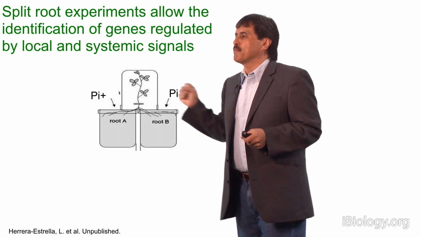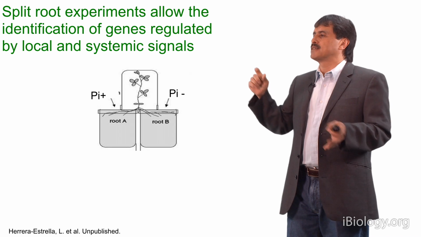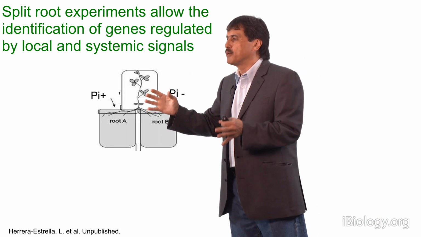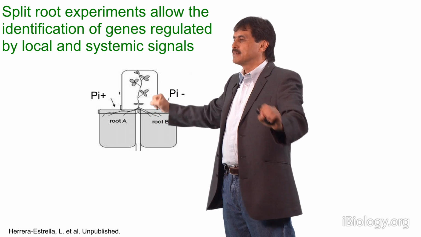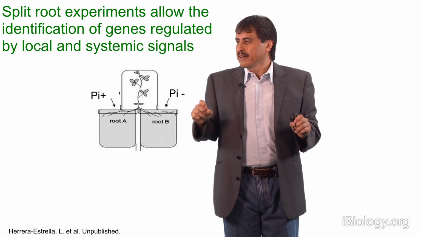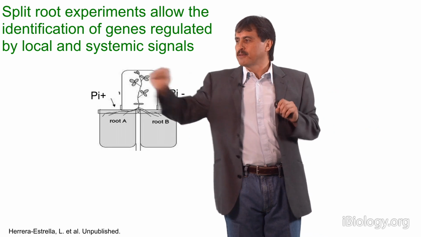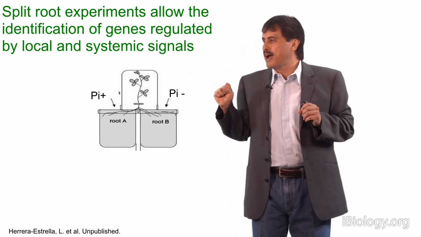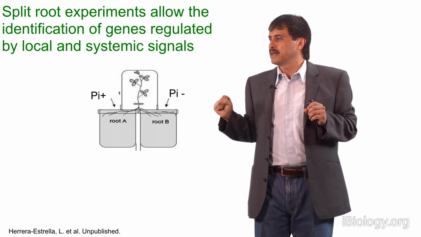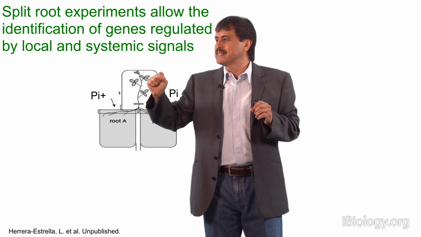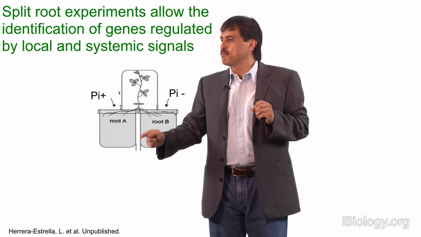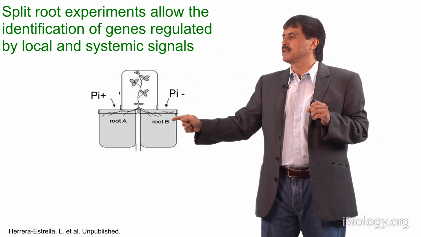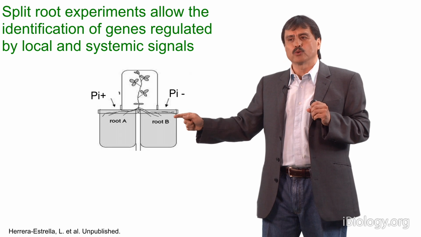So split root experiments allow the identification of genes that are regulated by local and systemic signals. In these experiments, you have a plant and you split the root system into two. One half of the root you put in media containing high phosphate, and the other half you put in media containing low phosphate. If the signal that regulates that gene is systemic, the presence of high phosphate on one side will inactivate the expression in the half of the root that is exposed to low phosphate.